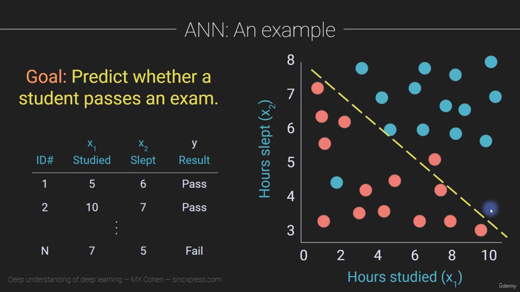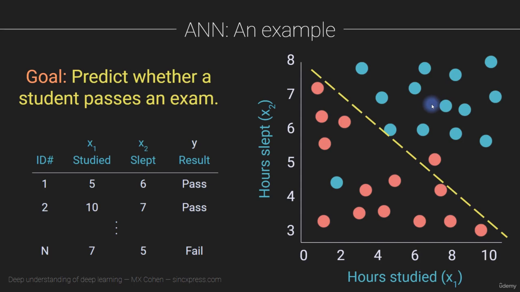And then we predict that any student that has this combination of hours studied and hours slept, a weighted combination of these two variables, that gets the student below and to the left of this yellow line, we predict that that student will fail the exam. And if a student is up here, then we predict that the student will pass.